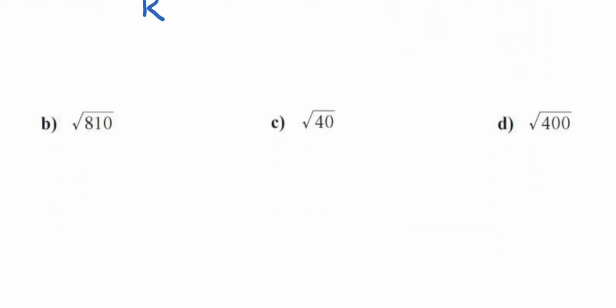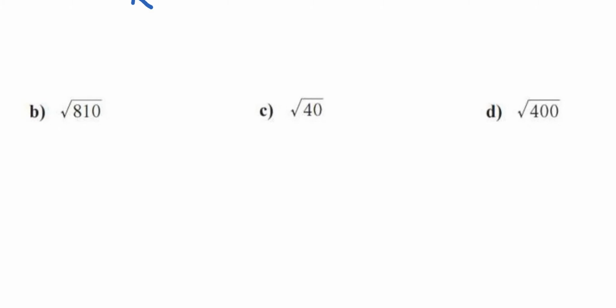Okay, for the next three questions, letters B, C, and D, I'm going to do all three of these at once. When you're dealing with square roots of numbers that have zeros, so here's a 0, here's a 0, and here's a 0, what you have to do is count out the number of zeros. So here we have 1 zero. This is also 1 zero here. And our last one, we have 2 zeros.